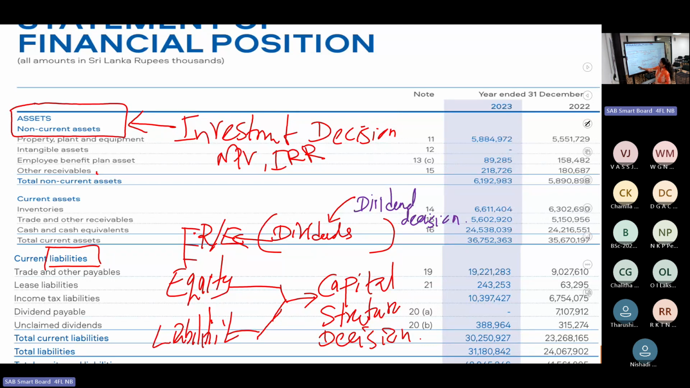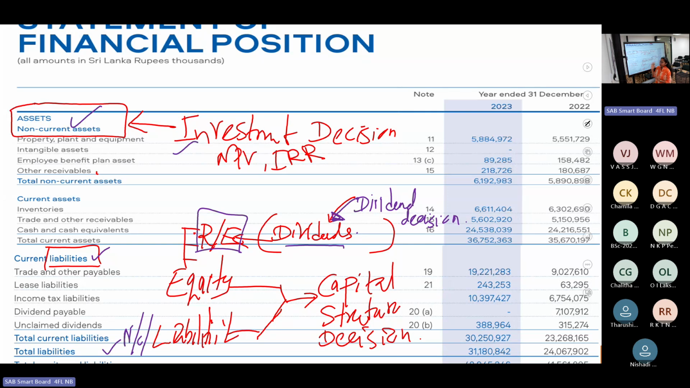Now we have identified assets, done with the investment decision, and liabilities and equity. Actually, which liabilities? Long-term liabilities, so the non-current liabilities and the equity component are handled by the capital structure decision. And one component within the equity is retained earnings. With retained earnings, companies deal with dividend payments. That means again the finance manager is involved there to make a dividend decision.